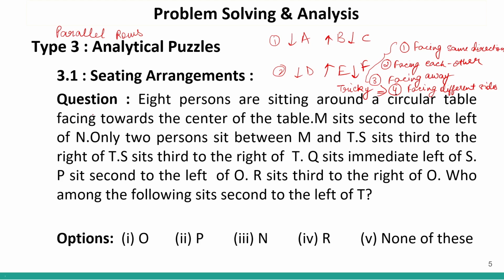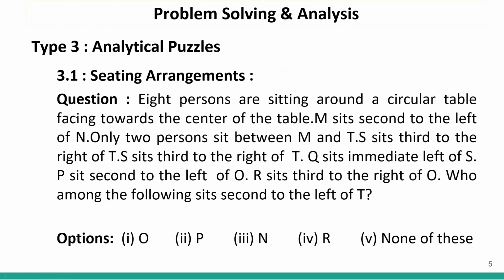The basics are clear. Now let us look at the question. So the question is seating arrangement. 8 people are sitting around a circular table facing towards the center of the table. So given to us that 8 people: 1, 2, 3, 4, 5, 6, 7, 8, and everybody is facing towards the center. Clear? Now, M sits second to the left of N.